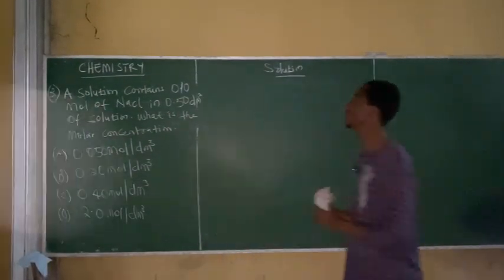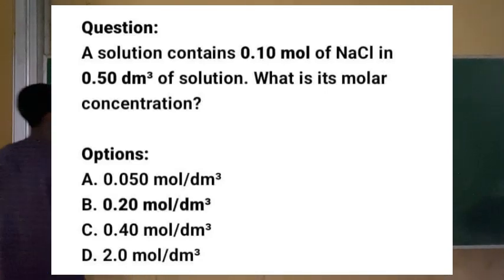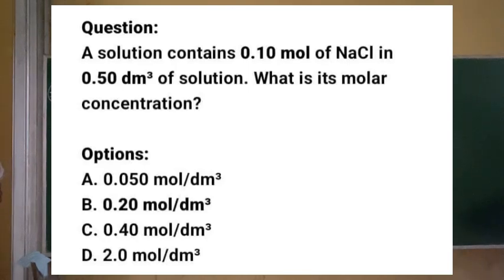Question 3 says, a solution contains 0.1 mole of sodium chloride in 0.50 dm cube of solution. What is the molar concentration? Option A, 0.050 mole per dm cube. Option B, 0.20 mole per dm cube. Option C, 0.40 mole per dm cube. And option D, 2.0 mole per dm cube.